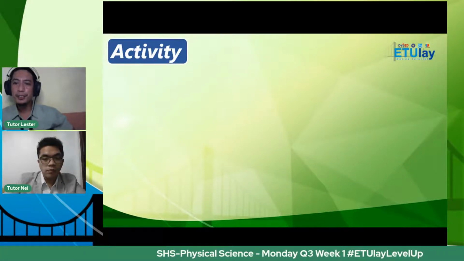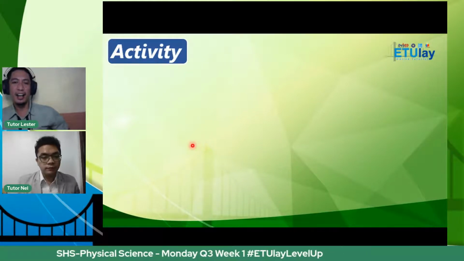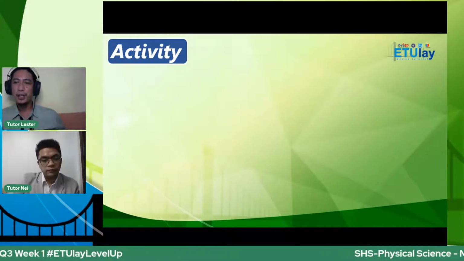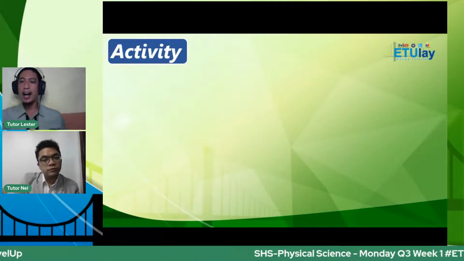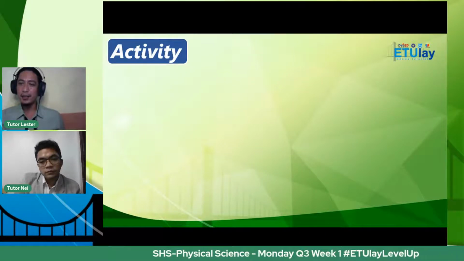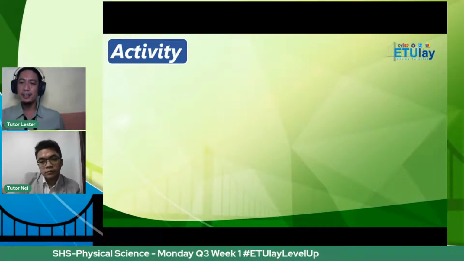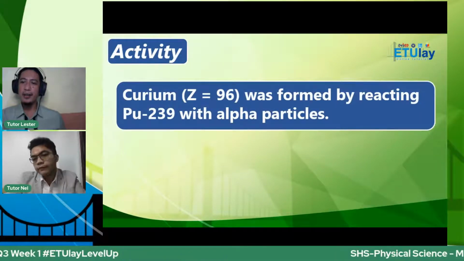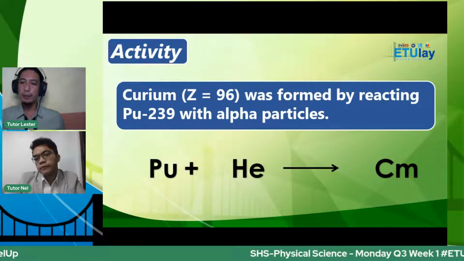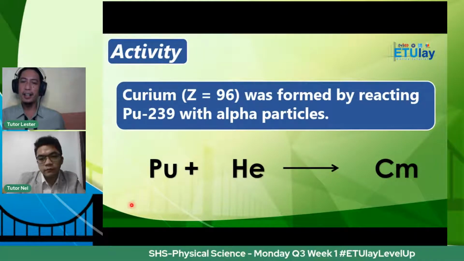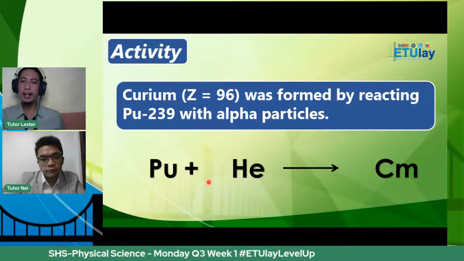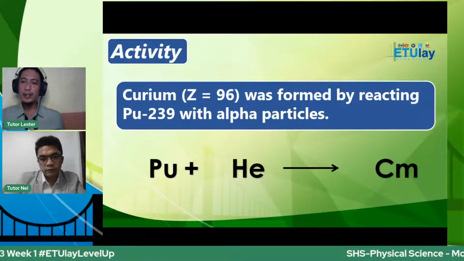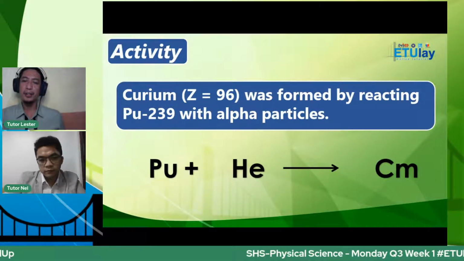Alright. Sa mga hindi pa po sumagot, so sabay po nating sasagutan ang mga equations. Alright. So for the first equation, ano pong element ang na-synthesize at ano po ang mga reactants. Alright. So tama. So we write down curium as the product and plutonium and alpha particle as the reactants. Ayon sa equation, ano ang atomic number ng curium?